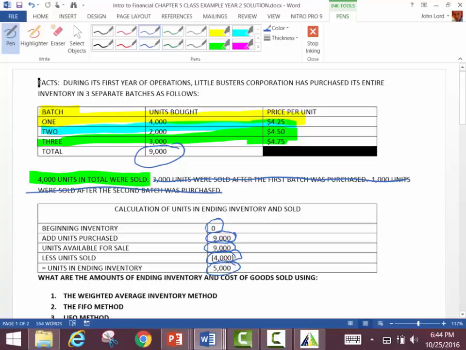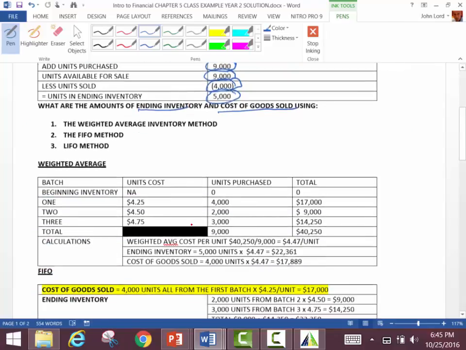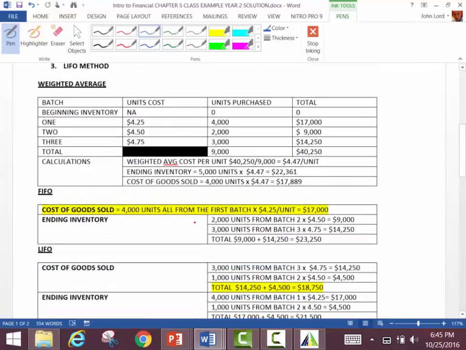Now, let's see how we'll account for this. Questions will ask you for the cost of goods sold and ending inventory under any of these three methods: weighted average, FIFO, and LIFO. We're going to use FIFO first, since we just looked at that example. So let's look at FIFO, and we want the cost of goods sold, don't we?